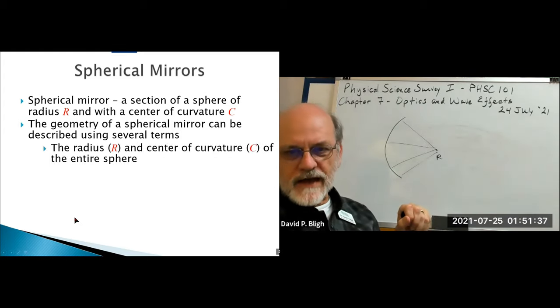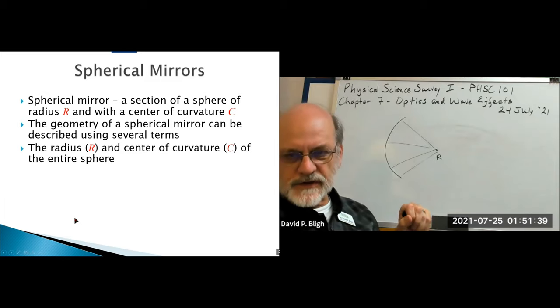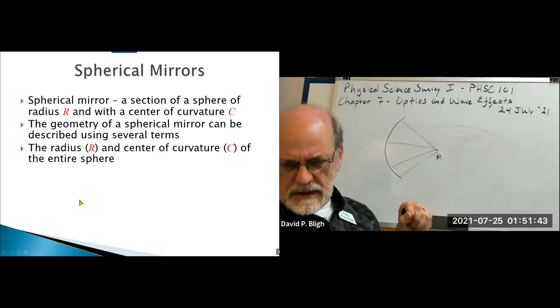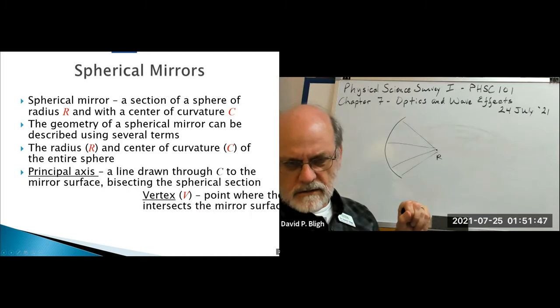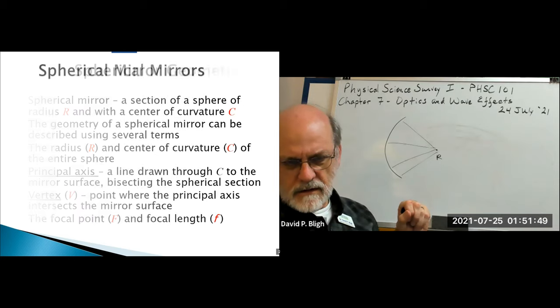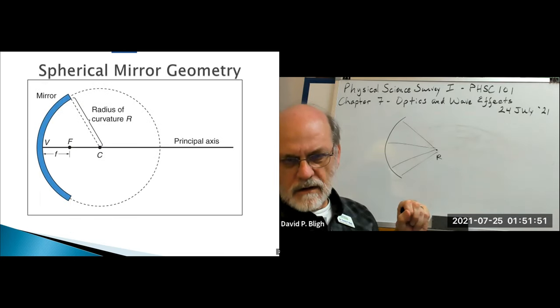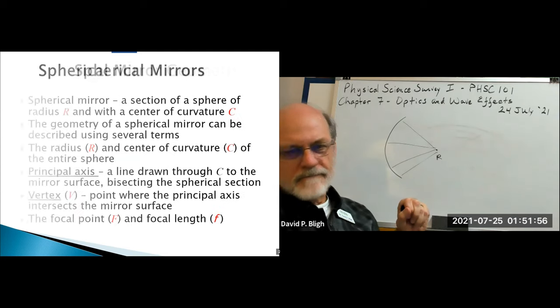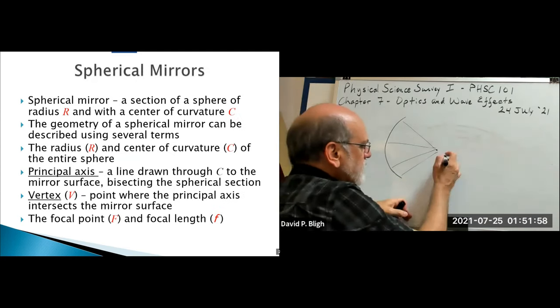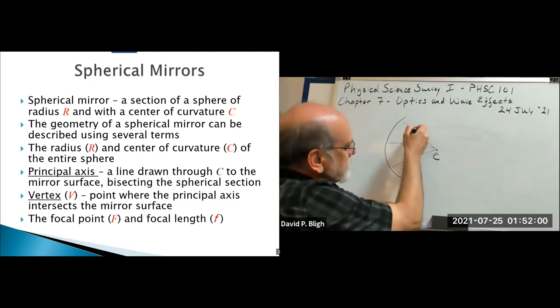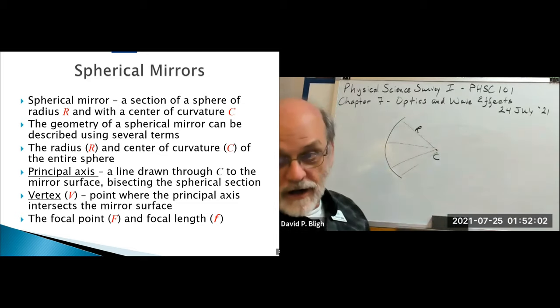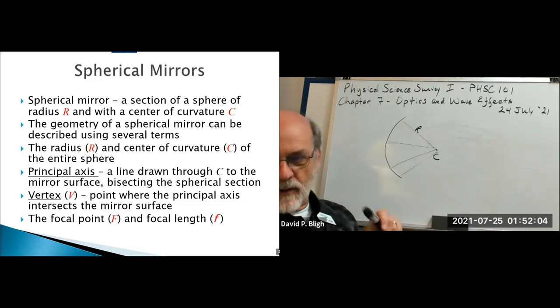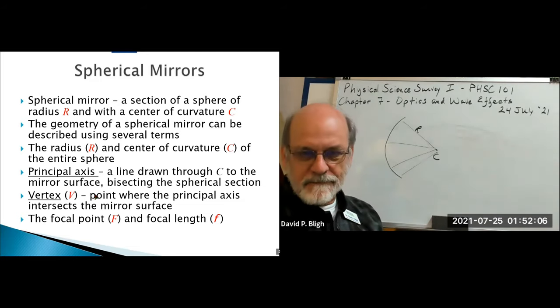And then there's another value. The C value is the center of curvature of the sphere. They should be equal, actually. Hold on a second. Yes. Okay. Actually, this point here is C, and this distance is R. Okay. I want to be consistent with the authors here.